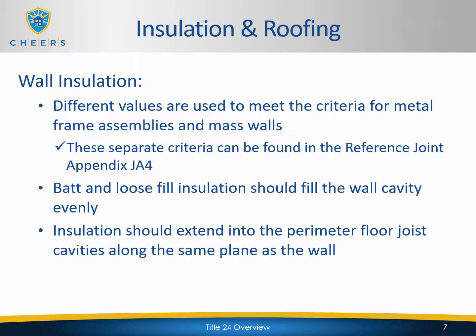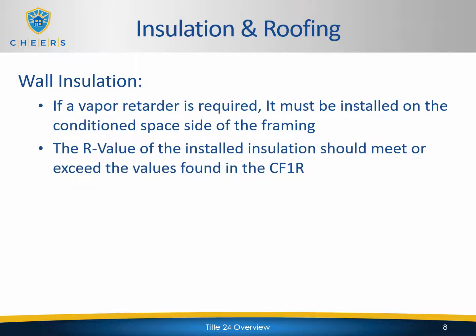Batt and loose fill insulation should fill the wall cavity evenly, and then insulation should extend into the perimeter floor joist cavities along the same plane as the wall, obviously to extend the insulation the furthest out in the wall. If a vapor retarder is required, it must be installed on the conditioned space side of the framing, so basically on the interior side of the wall. And then always, the R value of the installed insulation should meet or exceed the values found on the CF1R. I know that we're listing this in the wall insulation, but that's the case for any insulation. You should always match or exceed what's found on the CF1R.